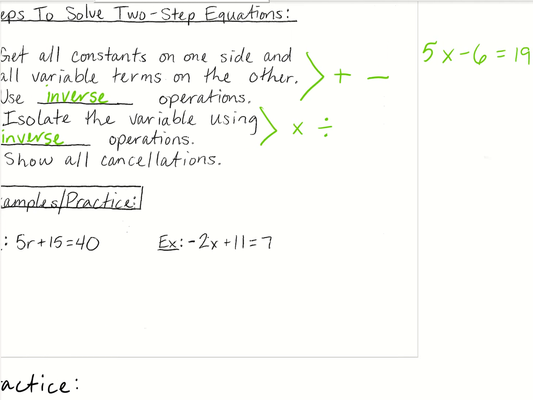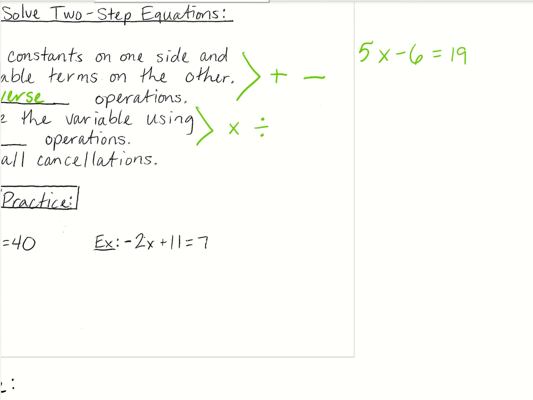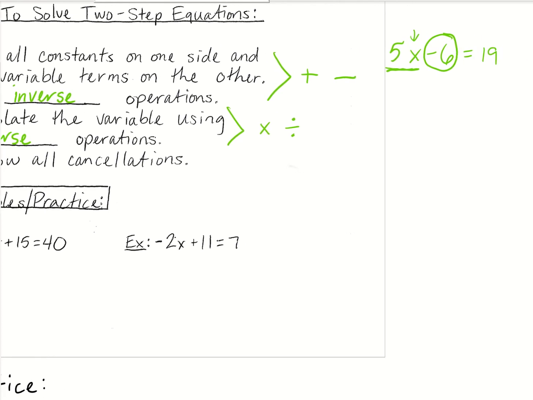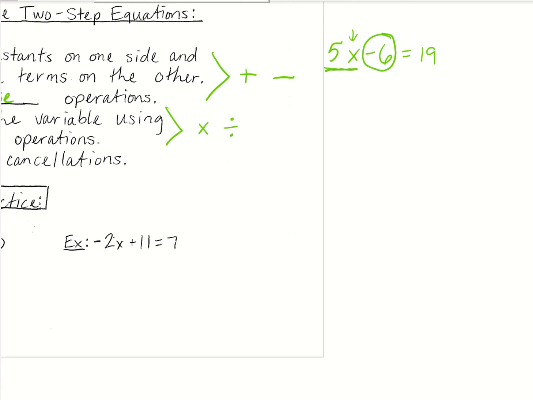So first you have to know which ones are constants and which ones are variable terms. The variable term is going to be this 5x, because it has the variable x, and the 5 is attached to it. The constant is going to be this negative 6, because it's not attached to that x. So the first step is to get all the constants onto the other side, away from the variable terms. To do that, we're going to do inverse operations.